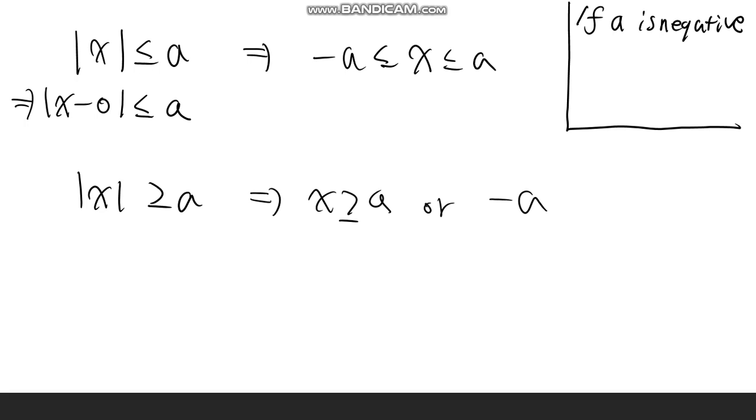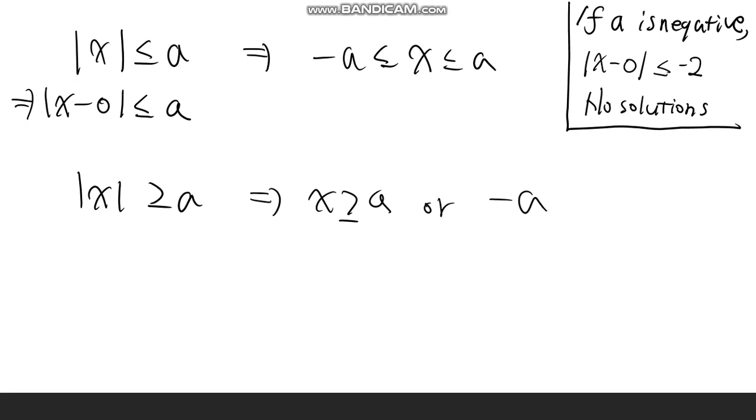Okay, so if a is negative, what that means is the distance between x and 0 is less than or equal to a. Let's just say a could be something like negative 2, so the distance is less than or equal to negative 2. Does this make sense? So what I'm saying is if a is negative, then there are no solutions.